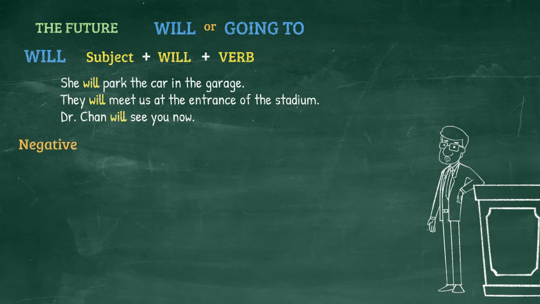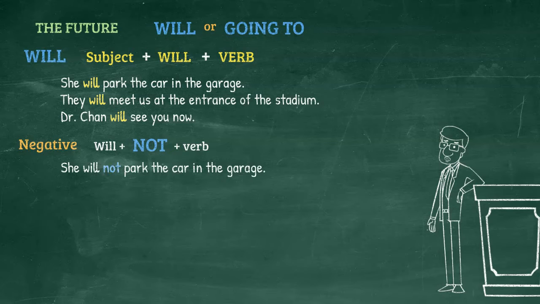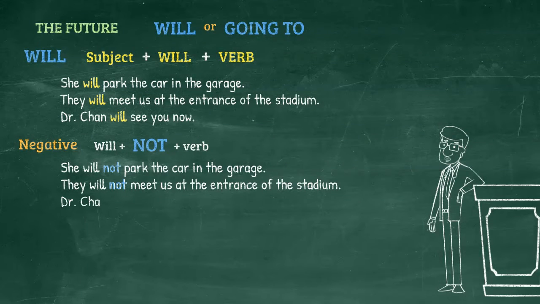In the negative, we just need to place not right after will. So these sentences would be, she will not park the car in the garage. They will not meet us at the entrance of the stadium. Dr. Chen will not see you now.